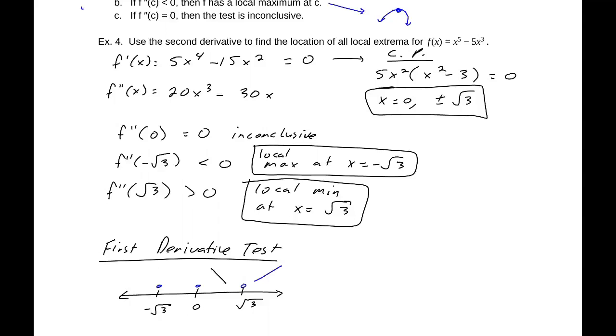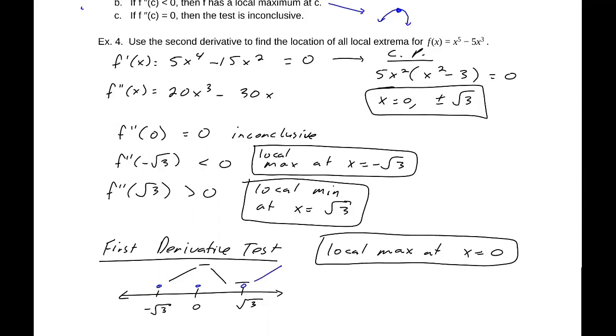So we have something like this. We have a local minimum at square root of 3, which we said. Between negative square root of 3 and 0, it is increasing. So we have a local maximum at x equals 0. And then past negative square root of 3, the function is decreasing, so we have a local minimum.